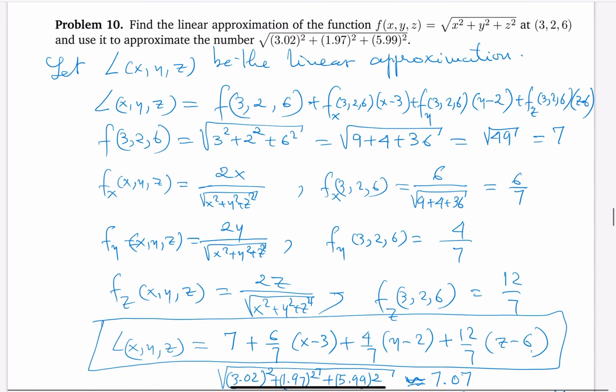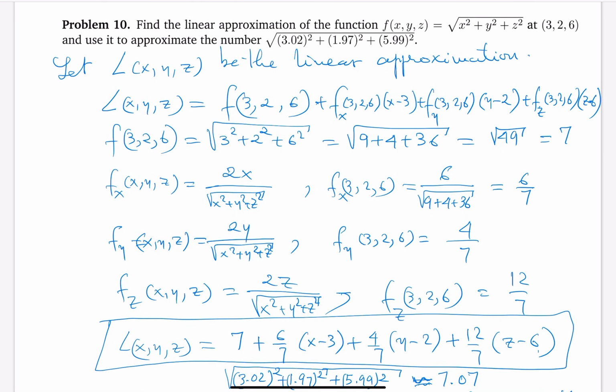Now, problem number 10, you have to find the linear approximation of that function. Okay? If they ask you to find the linear approximation of that function, you have this. Now, the linear approximation formula is this one. This is the main formula when they ask you to find the linear approximation.